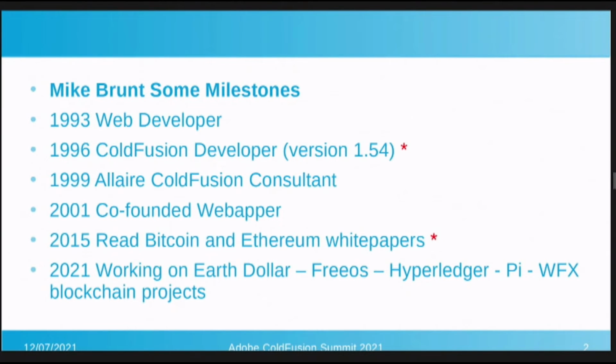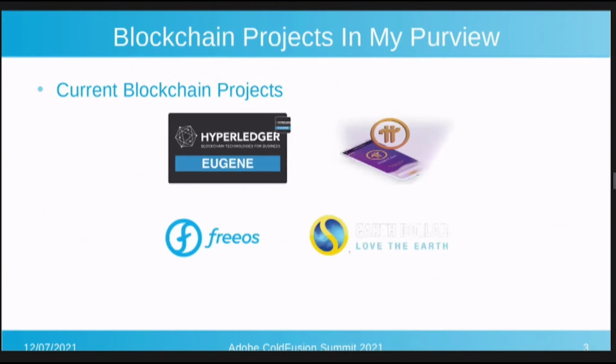Currently, I'm working on 4 or 5 blockchain-based projects, which I'm going to go into in some detail as we go through these slides. I'll name them here: Earth Dollar, FreeUS, Hyperledger, and Pi, and then there's a WFX project, which is really only just coming to be. We haven't really started working on it yet. So on we go. I'm just reiterating, in a visual way, some of the projects that I'm working on at the moment. I'll go into more detail on them all, but it's the Hyperledger projects, Pi, FreeUS, and Earth Dollar.